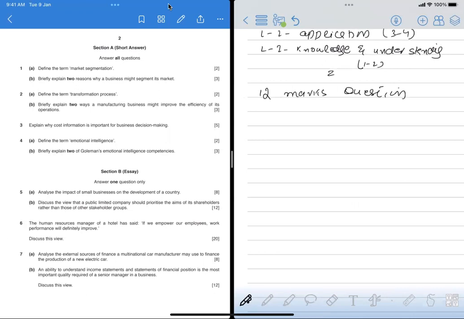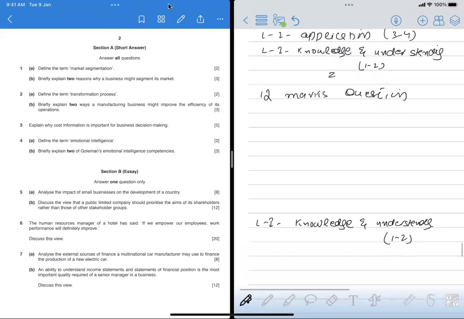In the 12 marks question, a level-based mark scheme is also used, but the levels are slightly different. In the 12 marks question, level 1 is knowledge and understanding as usual. You score 1 to 2 marks for that. Then in level 2, everything that is tested in the 8 marks question is tested here: application, analysis, and developed analysis. That is level 2. You score 3 to 6 marks from level 2.